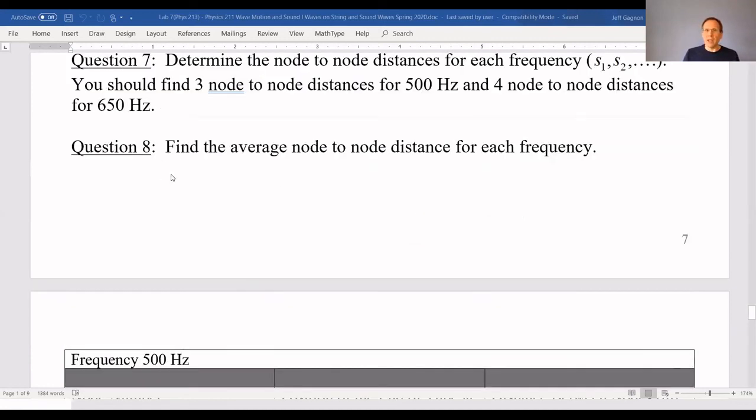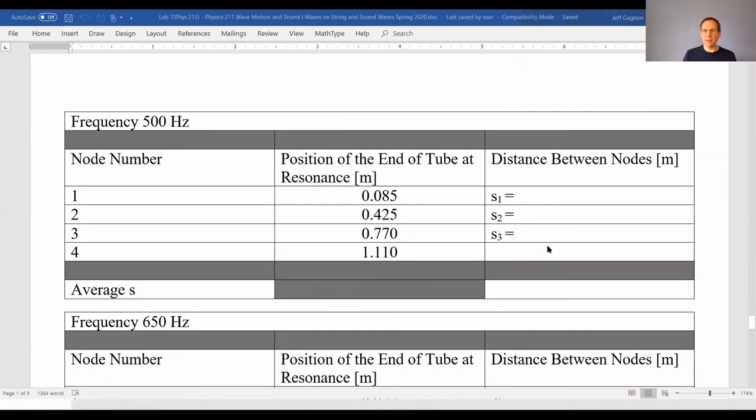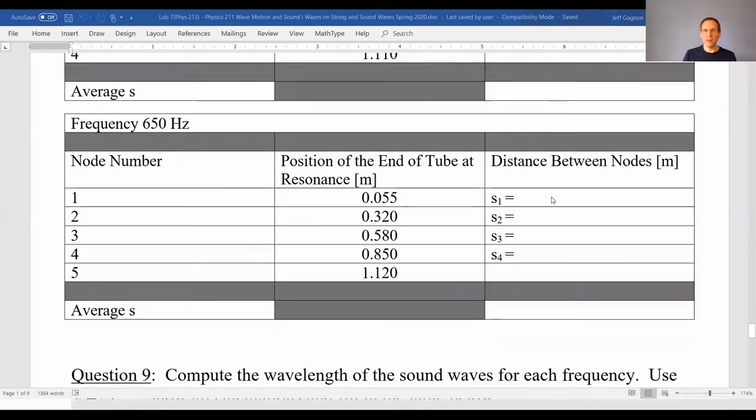Question 8 is simply, once you find those, and they should be fairly similar, you want to find the average node-to-node distance for each frequency. So you're just going to average these 3 values, and then average these 4 values. In this case, you're going to find 4 node-to-node distances at 650 hertz, so average those 4 values.